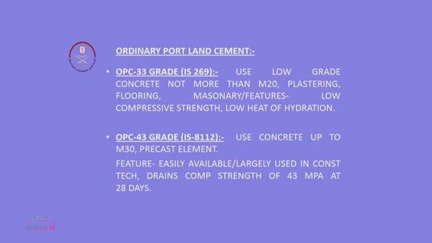Its main characteristic is a low compressive strength, but you can say its advantage is a low heat of hydration. Like OPC 43 grade, if you discuss it, it is generally used in concrete up to M30 grade. Mostly wherever precast members are cast, OPC 43 grade is used. It is largely available in the market and largely utilized in construction also. Its name shows its compressive strength is 43 MPa, Newton per mm square.